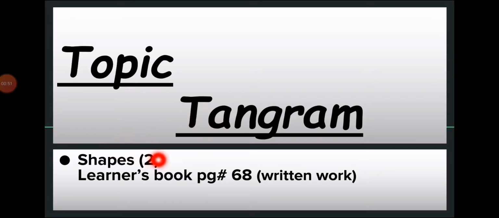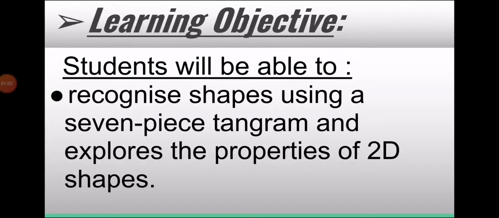And you will do work according to learner's book page number 68. So take out your learner's book and notebook. We will do our notebook work as well. Now, learning objective. Students will be able to recognize shapes using a 7 pieces Tangram and explore the properties of 2D shapes. So, we can also make some sort of Tangrams. With the help of 2D shapes, we make patterns today. And we will also explore the 2D shapes' properties.